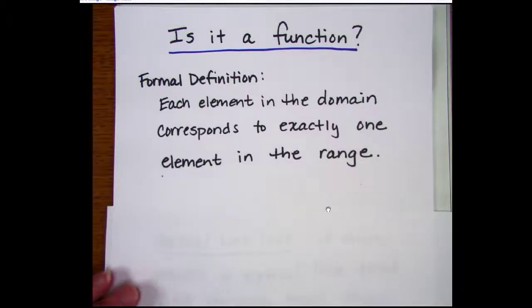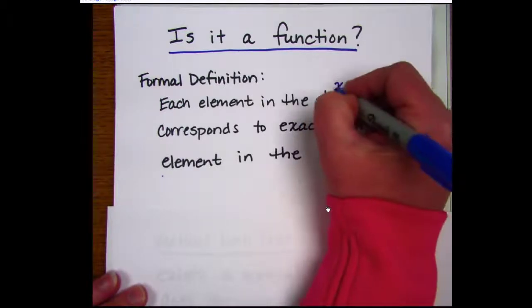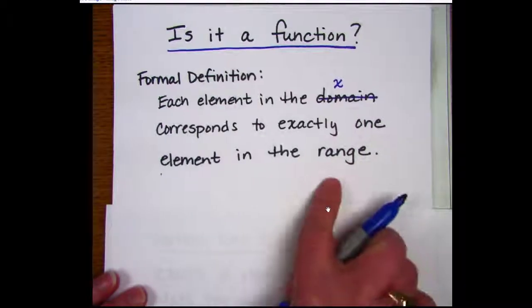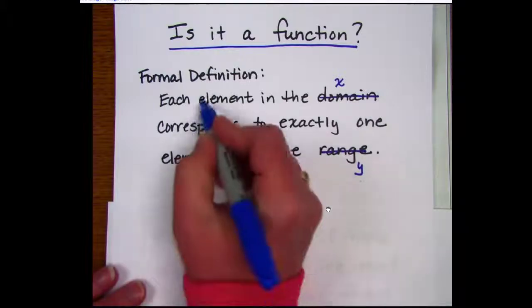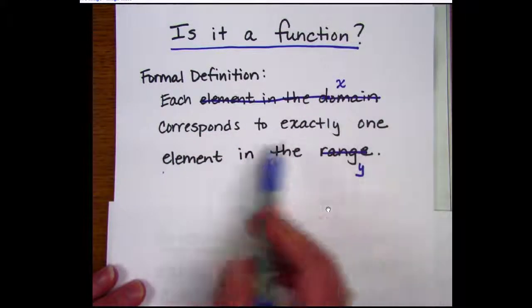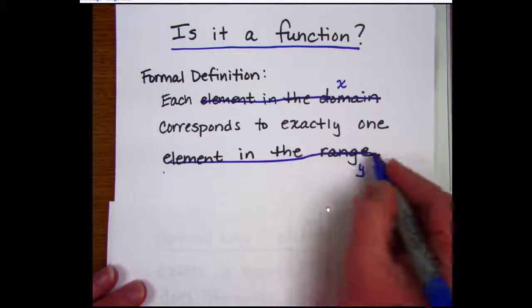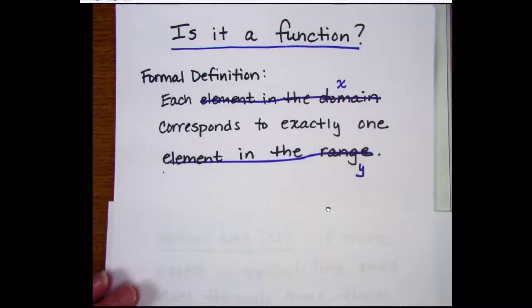But remember, in our last few videos, we've been saying domain is just a fancy word for X, and range is just a fancy word for Y. And so we can condense this: for each X corresponds to exactly one Y. So for every X, we only have one Y value. That would be the condensed definition.